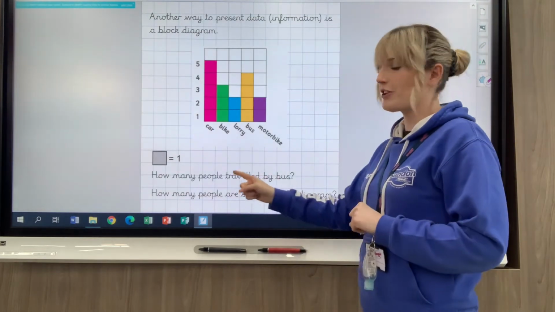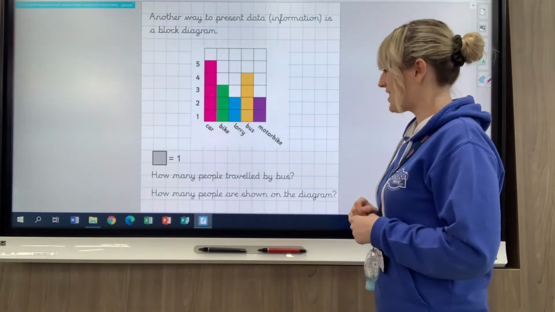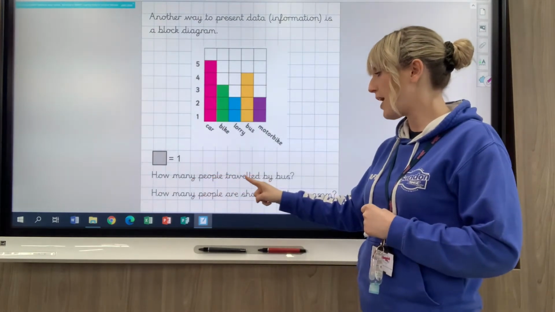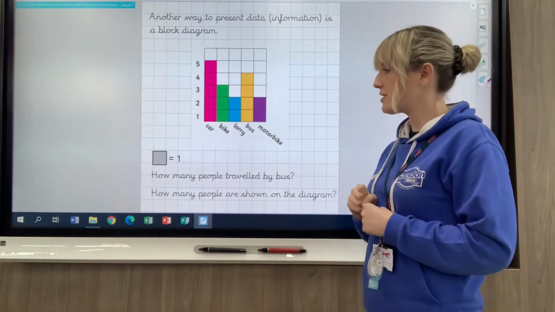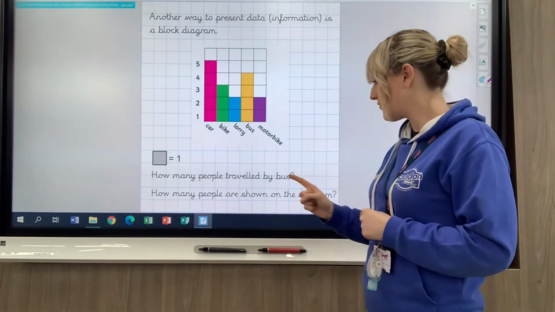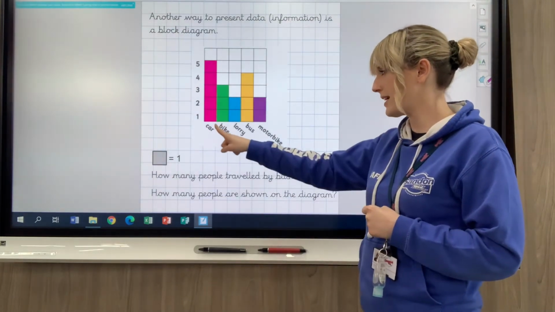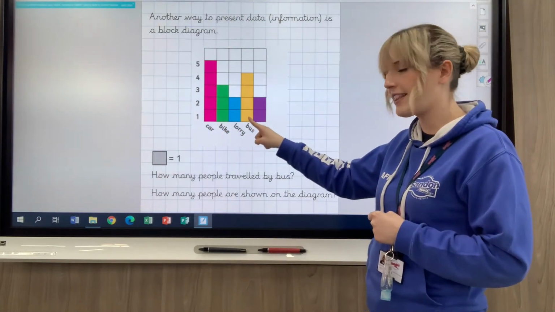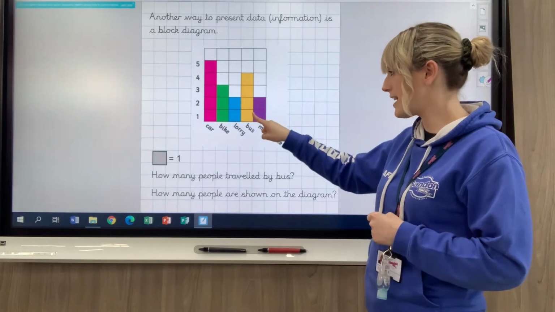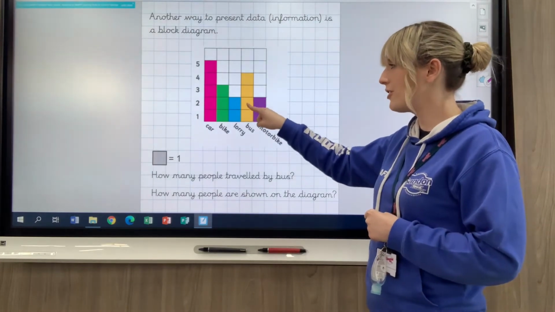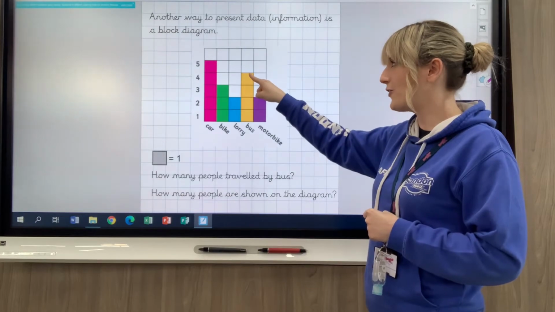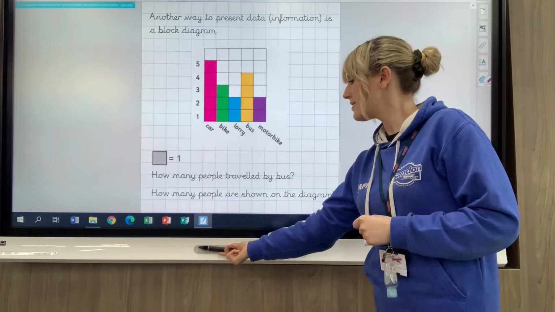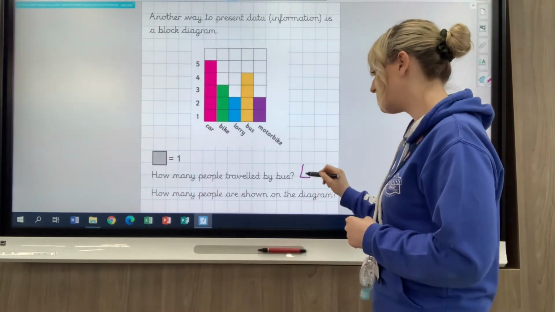Okay, so we've got some questions to show we understand the block diagram. It says, how many people travelled by bus? So to find that information, I'd find the label bus. So along the bottom I can see car, bike, lorry, oh bus, and that's under the yellow blocks. Okay, let's count the yellow blocks. 1, 2, 3, 4. And if we go along, we can see it goes to 4. Okay, so the answer is 4.